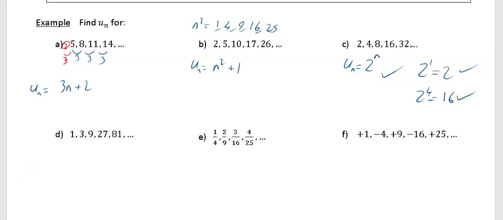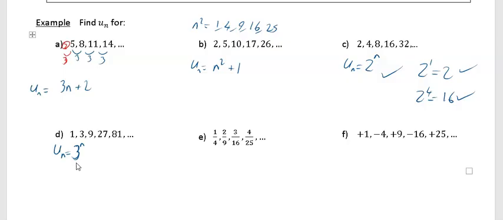Okay, next one. Let's try it out. We've got 1, then 3, then 9, then 27, then 81. So to get from the first term to the second, I multiply by 3. From my second to the third, I multiply by 3, and so on and so on. So my nth term is going to be un is equal to 3 to the power of n. Now let's just check and see if that works for us.